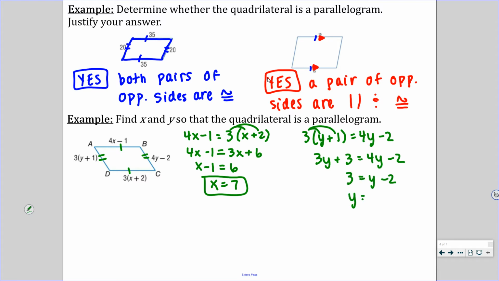All right, that would have to be 5 for y in that case. Okay, so those would be the solutions there. That would give me both pairs of opposite sides being congruent, which would make it a parallelogram. Let's try one with angle measures.